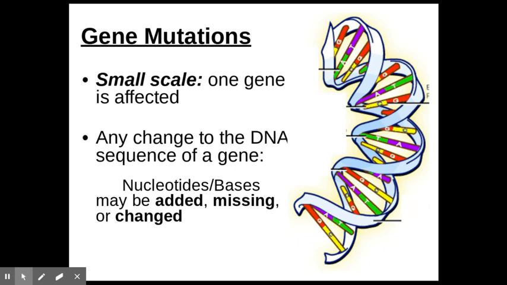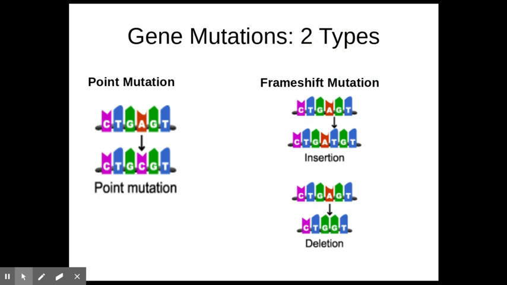Gene mutations are small scale, usually only affecting one gene at a time. Any change to the DNA sequence of a gene will affect it by either adding a base, changing a base, or missing a base. So there are two main types of gene mutations. There's what's called a point mutation, where only one particular base is changed.